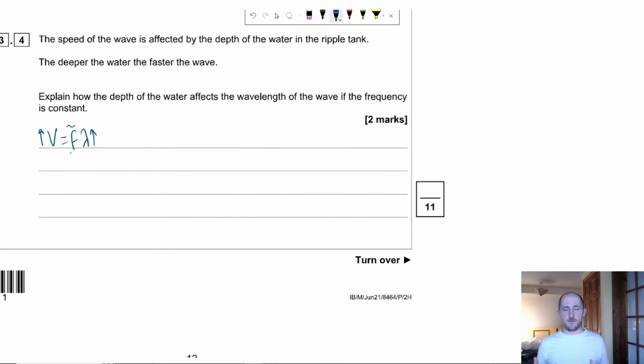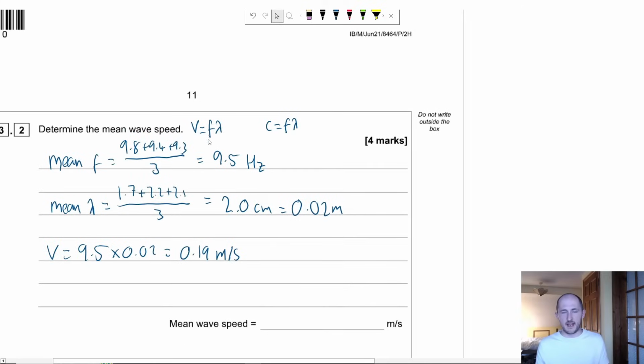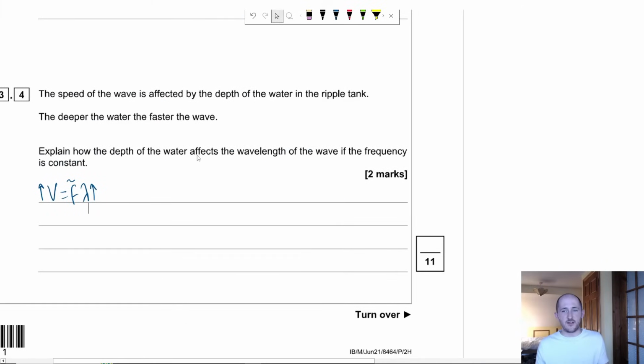It has to be. Because if F is the same, but V is bigger, lambda, or wavelength, must give you that extra bit. So if I said the velocity doubles, but the frequency is the exact same, logically, the wavelength must double. Because that's the only way the velocity could have increased. So that's all you need to say. And again, we've used the equation right here, and they've basically given you the answer.